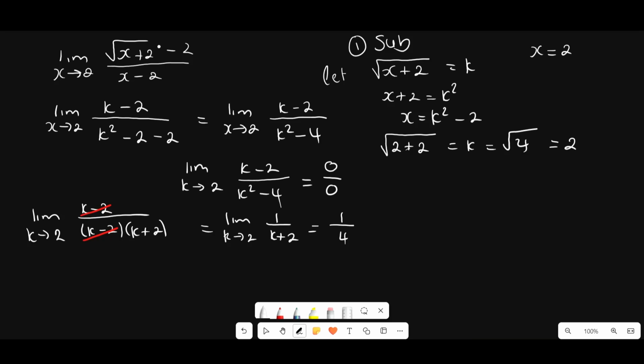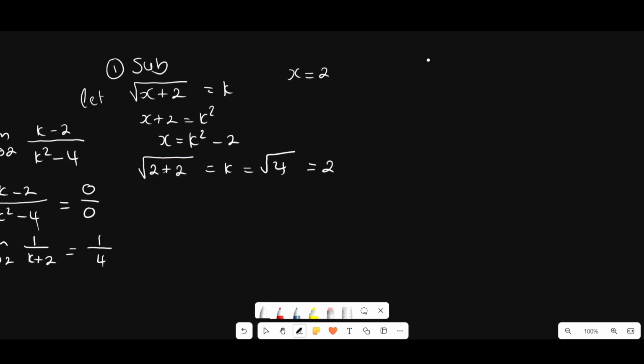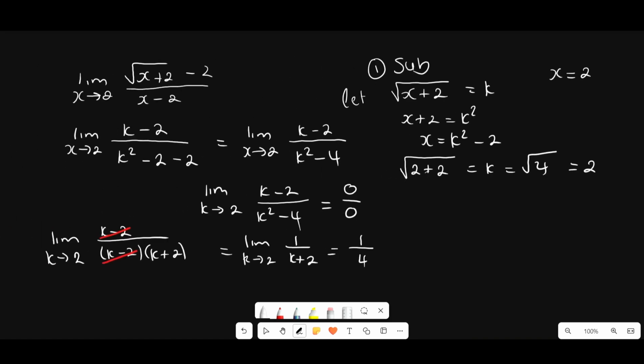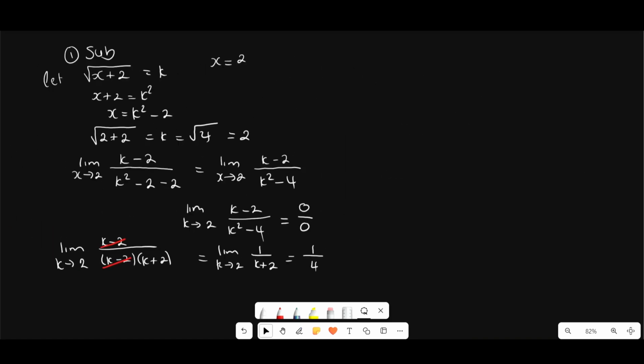You basically let the square root equal a variable, then you solve for x, and then in that case you solve for k, or rather that variable, and then you just substitute your numbers, right? So that was the substitution method. Now let us look at the rationalizing method.